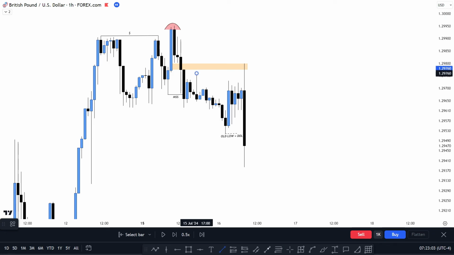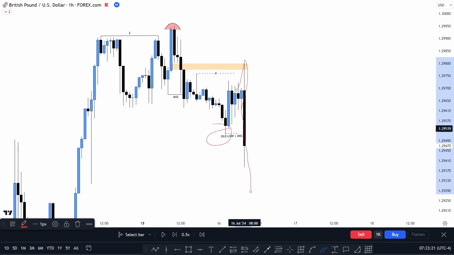Price came back up, cleaned this inducement high, tapped inside of our fair value gap. A lot of confluences aligned with this zone. And then we have our clear draw on liquidity, this old low. Price wicked it and pushed lower to clear that old low. Now let's look at some more examples.